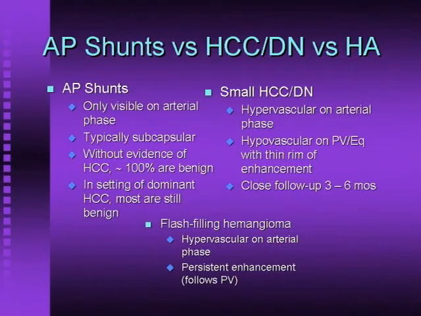So putting this together, talking about these arterially enhancing lesions, we have the differential of AP shunts, small hepatomas or dysplastic nodules, and flash-filling hemangiomas. The hemangiomas are the easiest to dispense with because we see the persistent enhancement on the portal venous phase. Distinguishing between the AP shunts and the small hepatomas really depends on whether there's a dominant hepatoma. If there's no dominant hepatoma, in our series, all of them turned out to be benign. If we look at the portal venous phase, and there's a little thin rim of enhancement or any hypovascularity, if we can see anything at all there, then we start to worry about a hepatoma. And regardless, when we're worried about this differentiation, close follow-up is really warranted.